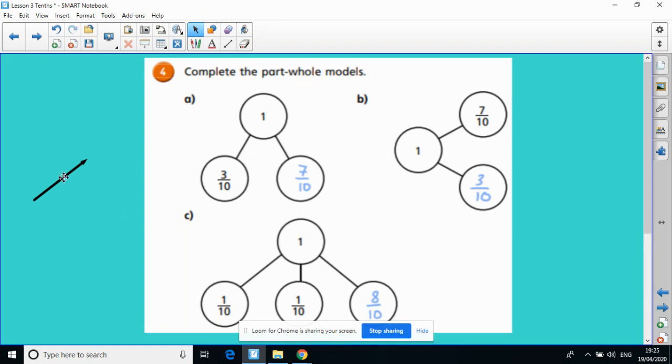Did you get them correct? A was 3/10, add 7/10, make a whole one. 7/10, add 3/10, make a whole one. 1/10, add 1/10 is 2/10, add 8/10, make a whole one.